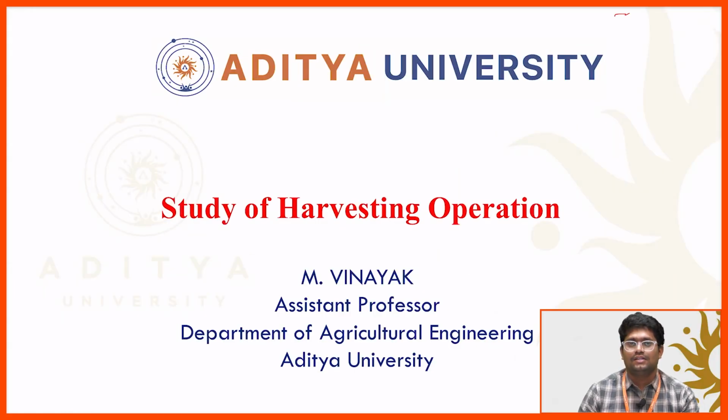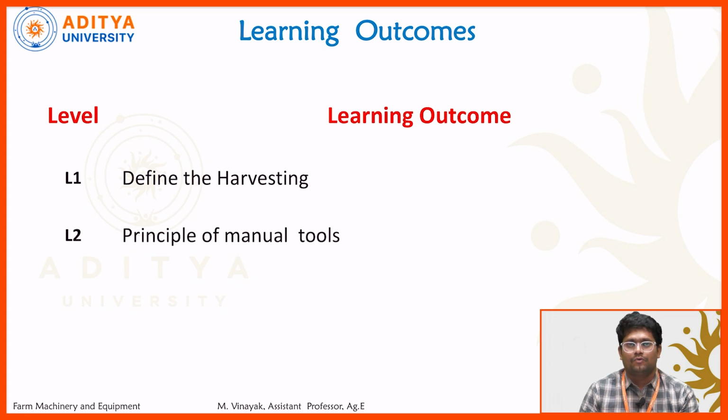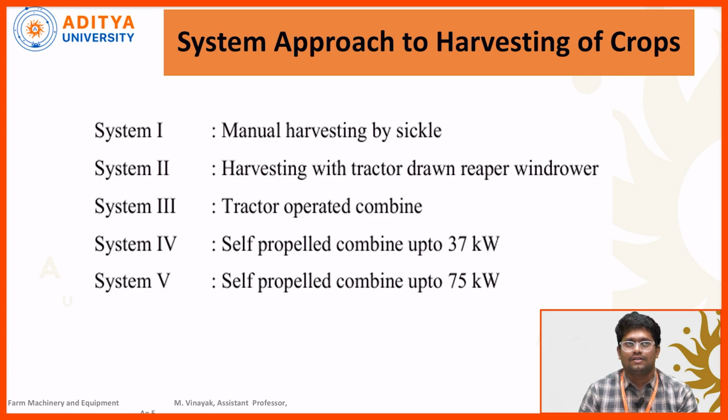Last class we have seen the definition of harvesting and the principles of cutting of the crop. So in today's class we can discuss the different systems of approach to the harvesting. These are the learning outcomes of today's lecture. Systems approach to the harvesting of crops. Here, 5 systems are there.